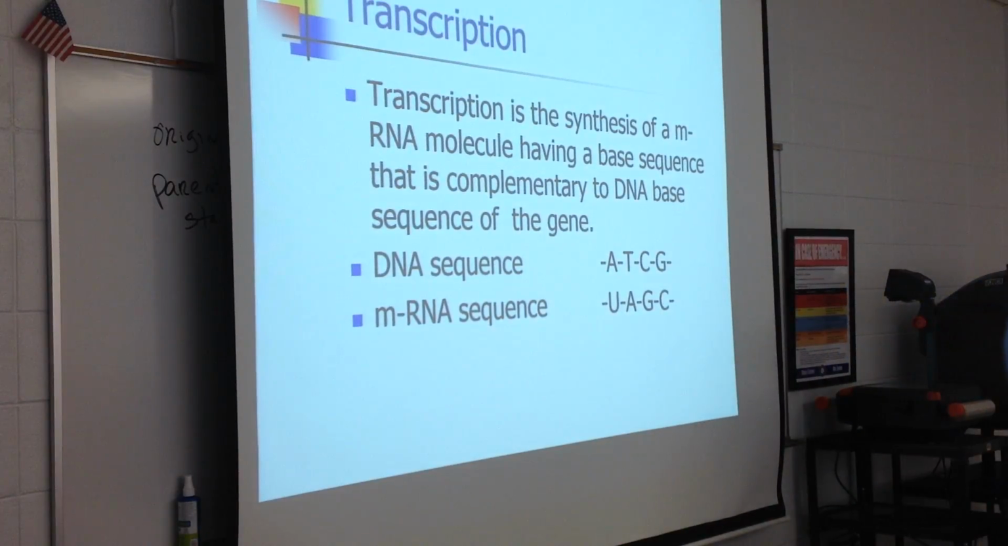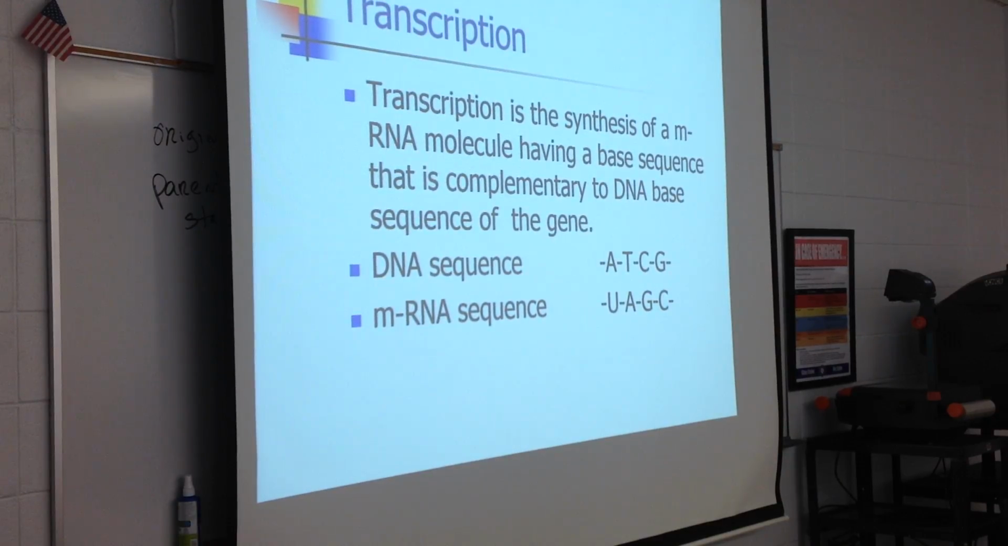Complementary base pairing. Remember that RNA doesn't have thymine. So, if you've got an adenine on the DNA, that's going to specify uracil at that location on the RNA. And it doesn't matter which kind of RNA we're talking about. Those are the nucleotides, the bases that you're going to find. Now, that's transcription. That happens in the nucleus.